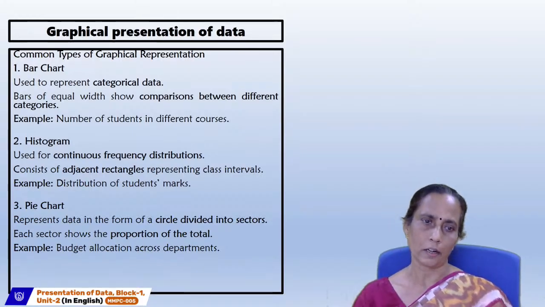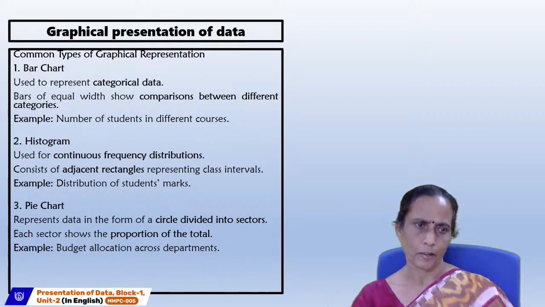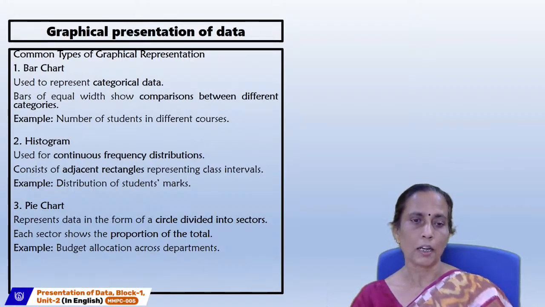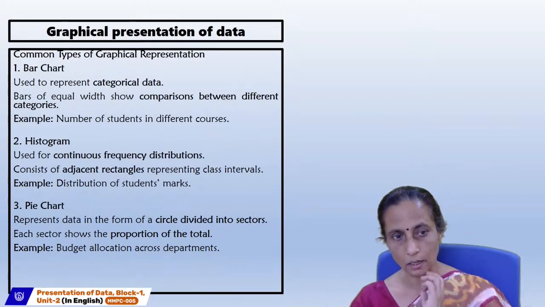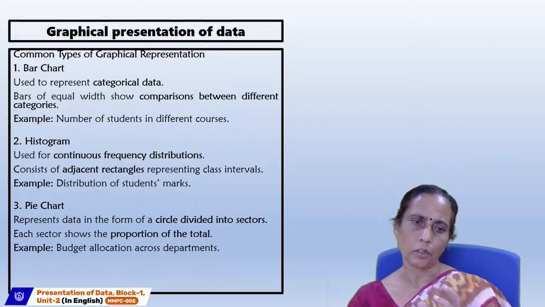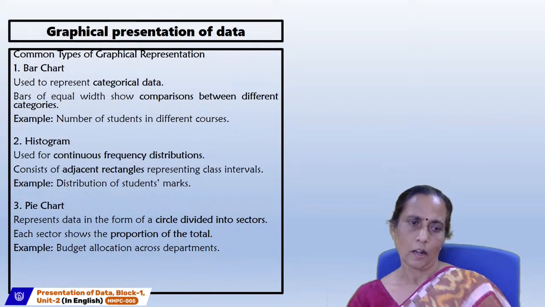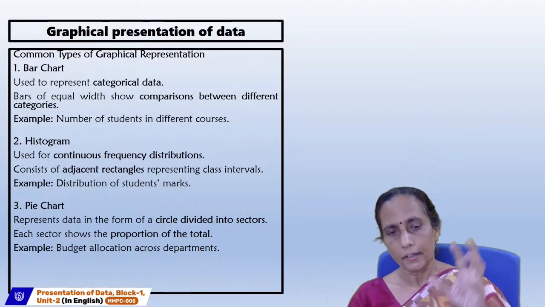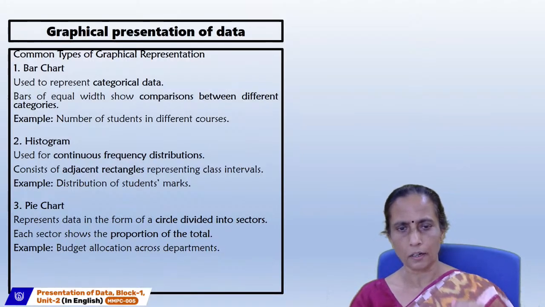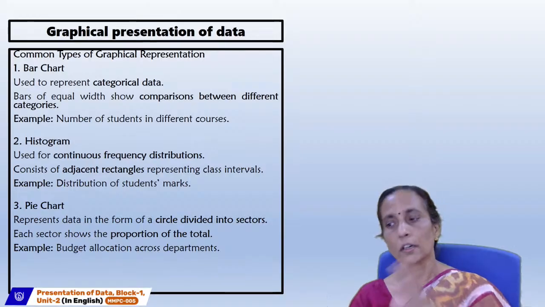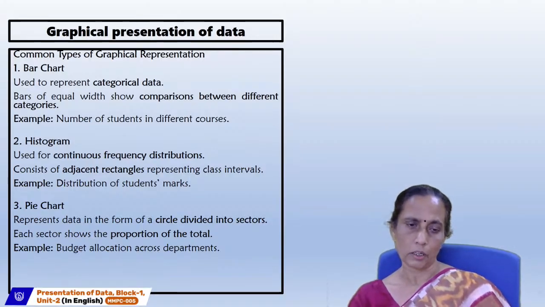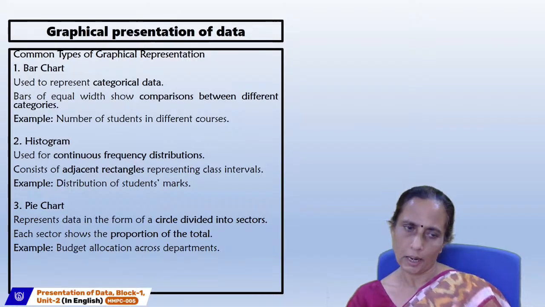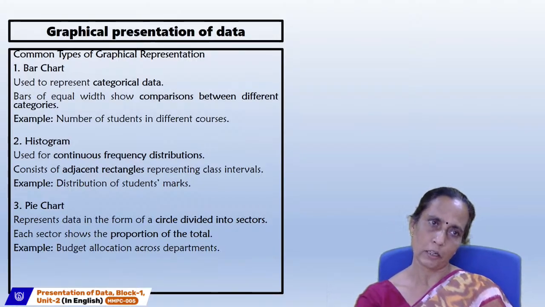It is the adjacent rectangles, or you may say adjacent bars, used for continuous frequency distribution. It consists of adjacent rectangles representing class intervals, basically the distribution of students' marks. And the pie chart represents the data in the form of a circle, and the circle is divided into several sectors. Each sector represents the proportion of the total. So the budget allocation across the departments can be presented by using a pie chart.